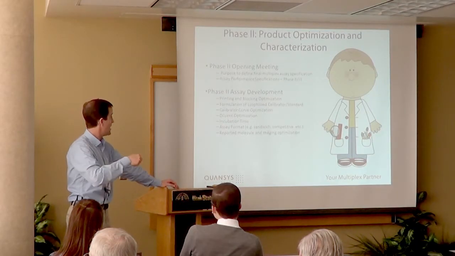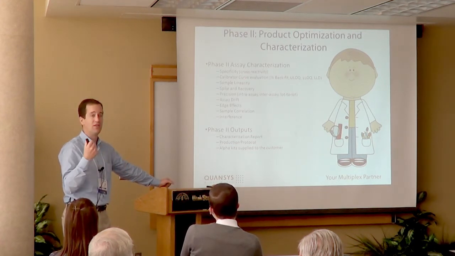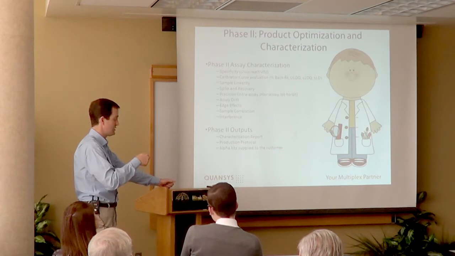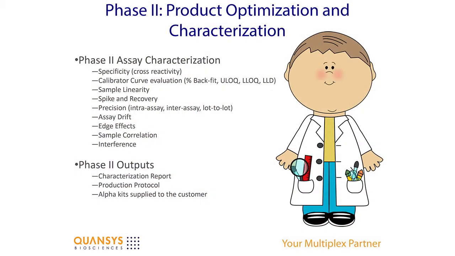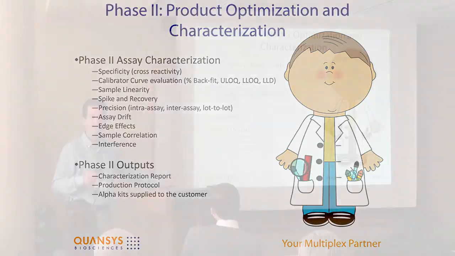When we are done with all of these optimization and the development here, then we move into characterization. And this is where we are looking at the specifications that the customer has provided us. We look at specificity, calibration curve, do we have a good backfit of our curve, sample linearity, spike and recovery, precision, all of these type of characteristics that we're very familiar with as ELISA users that are very important to us to know that the assay is performing well and meeting our specifications. The outputs for phase 2, we will give a report that has how all of these different characterizations performed and a production protocol, and then oftentimes we'll supply alpha kits to a customer at that point.